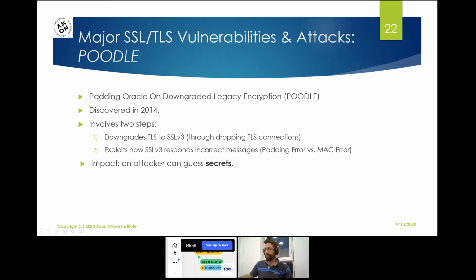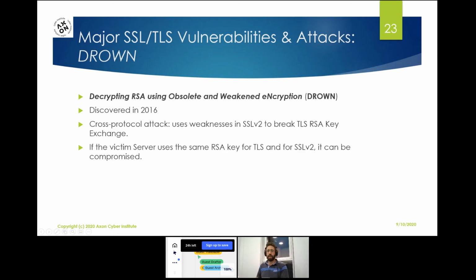So let's move on now to another vulnerability, and that is the DROWN vulnerability. The DROWN vulnerability was discovered four years ago in 2016. It's called Decrypting RSA using Obsolete and Weakened eNcryption. DROWN: Decrypting RSA using Obsolete and Weakened eNcryption. If POODLE attacks SSL version 3 by downgrading TLS to SSL version 3, DROWN attacks TLS using SSL version 2, meaning the following.